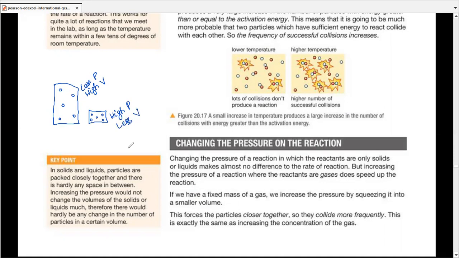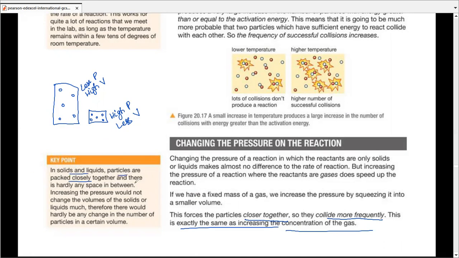So automatically you'd get an idea that in this case, there are fewer chances for collisions. But if you squeeze them in a smaller volume, they would have more chances at collisions, which gives the idea that when the particles are closer together, they would collide more frequently. And this is exactly the same as increasing the concentration of a gas. Make sense?